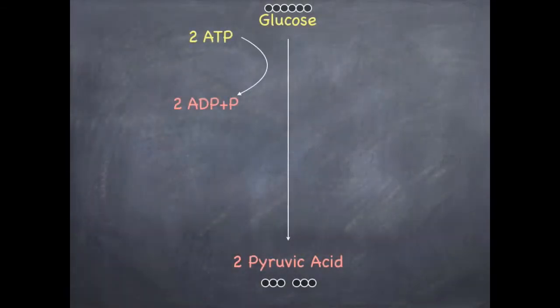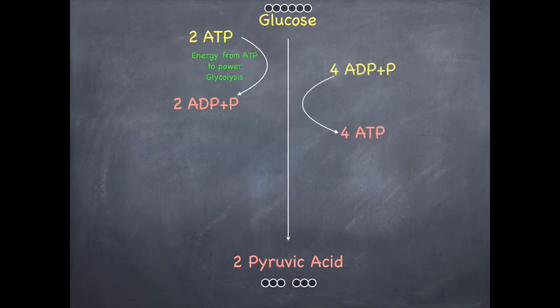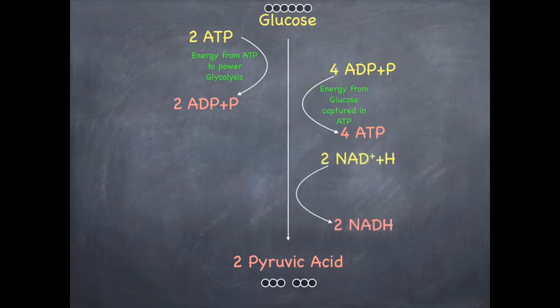Glycolysis starts with a single glucose. 2 ATPs then put their power into the glucose and give off 2 ADPs. This is called the energy investment.